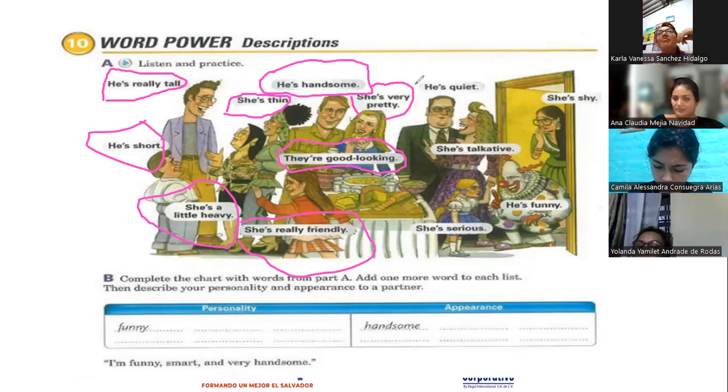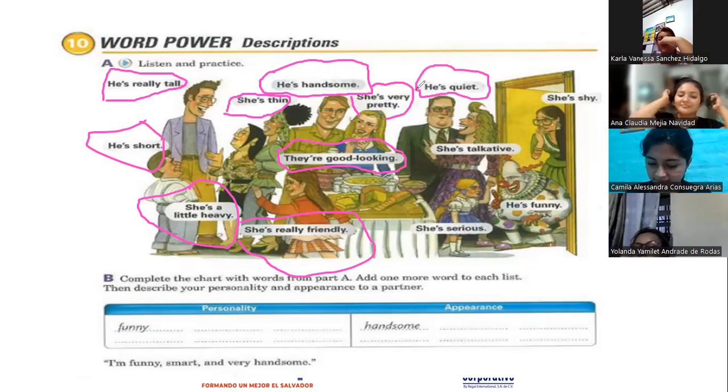Y hermoso se ocupa para ambos, para hombre y para mujer. Wow, she's beautiful. He is beautiful. Entonces, en cambio, handsome is for a man, and pretty is for a woman. Como en la película Mujer Bonita. ¿Cuál película? Pretty Woman. Ah, vaya. Okay. Yeah, good. Nice movie.